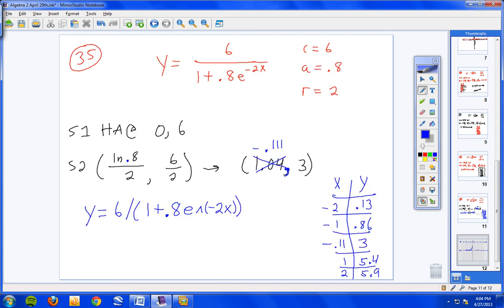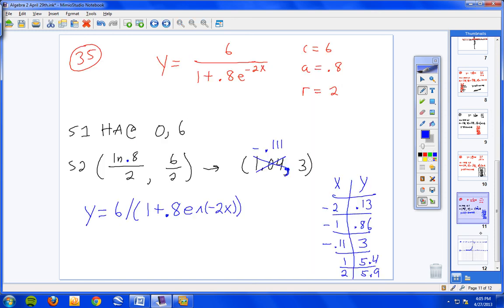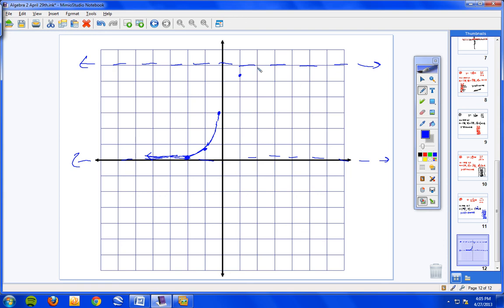All right. Now let's go ahead and plot our last two ordered pairs. 1, 5.4 would be about right there. And then the other ordered pair would be 2, 5.9. So over 2 and then all the way up to here. Then it looks like it continues to go up and then curve. And you know what? We are finally done.